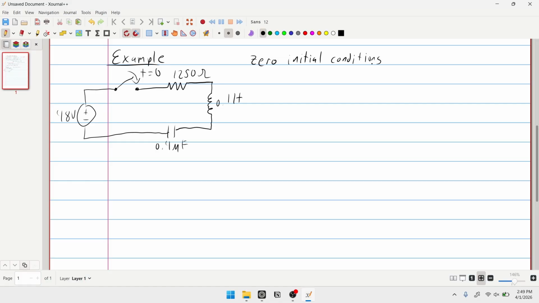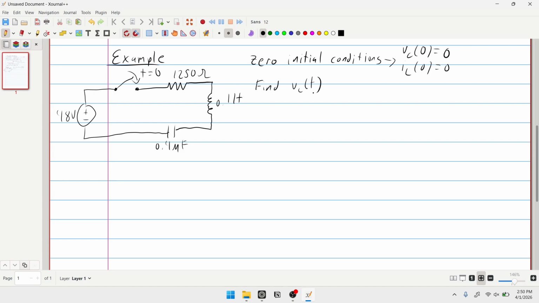Okay, so what does 0 initial conditions mean? Well, this means that all initial values are 0, or basically Vc of 0 equals 0, and iL of 0 equals 0. And so we need to find Vc of t.